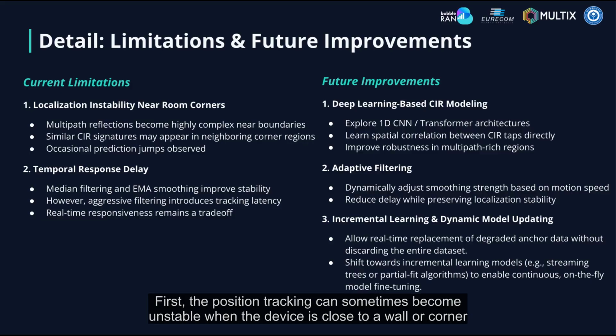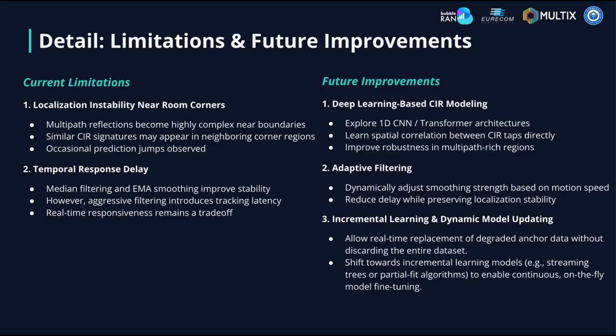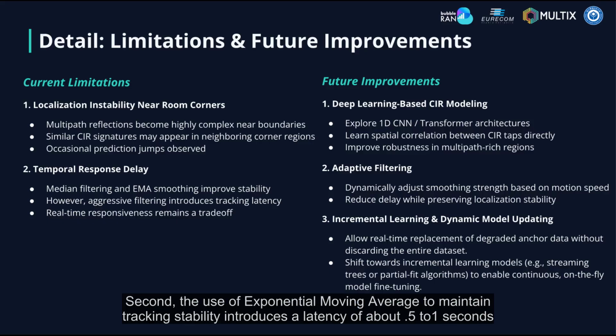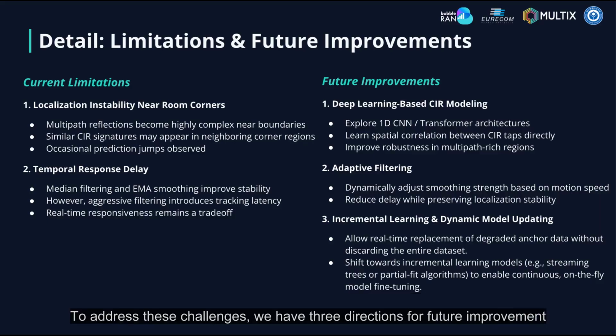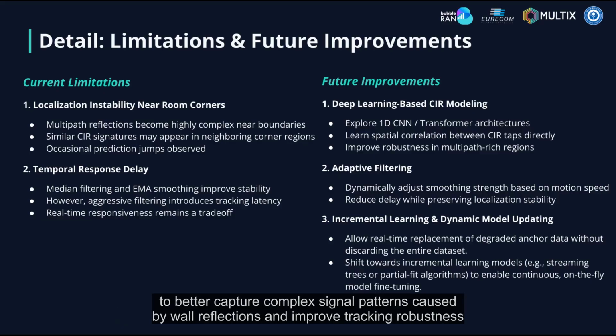First, the position tracking can sometimes become unstable when the device is close to a wall or corner, because the radio signal propagation becomes much more complex in those areas. Second, the use of exponential moving average to maintain tracking stability introduces a latency of about 500 milliseconds to 1 second. To address these challenges, we have 3 directions for future improvement. First, we can explore deep learning models, such as 1D CNNs, to better capture complex signal patterns caused by wall reflections and improve tracking robustness.